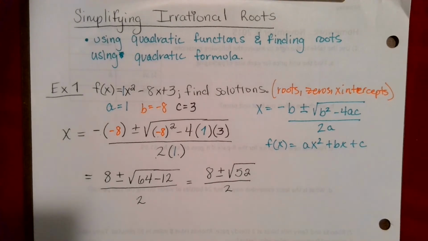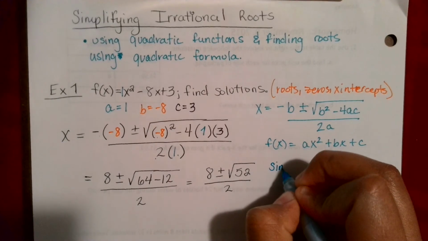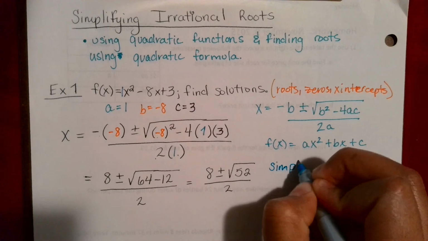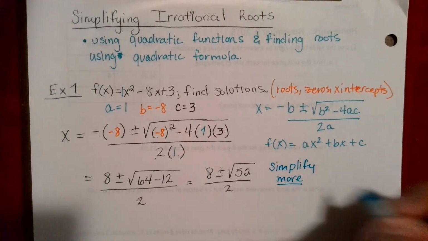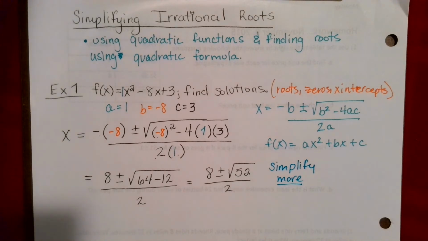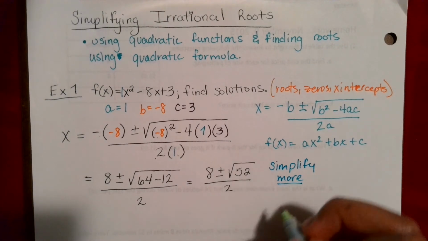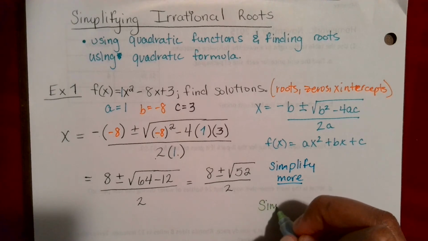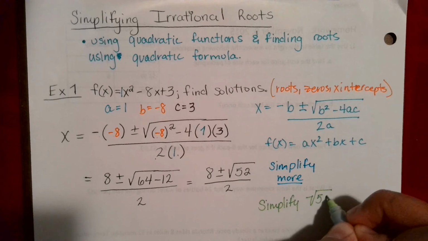Now here, this is where we're going to do the simplifying. This is where the simplifying occurs. So simplify this irrational fraction, root, simplify more. It's kind of like simplifying a fraction. So let's go ahead and do this example. In order to simplify this, we need to simplify or rewrite, break apart the square root of 52, like this.